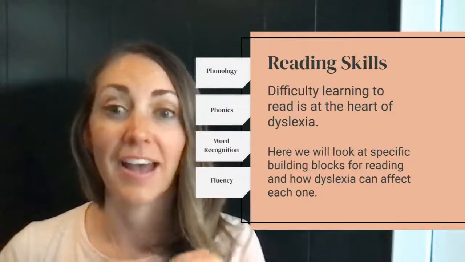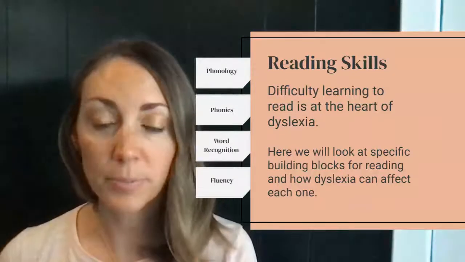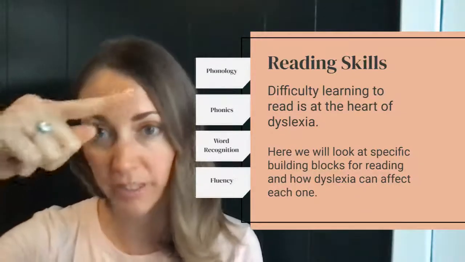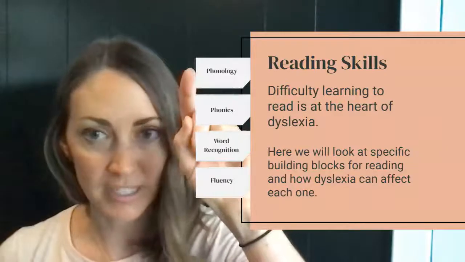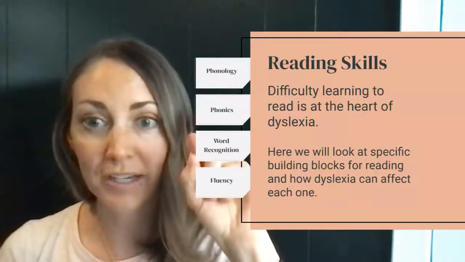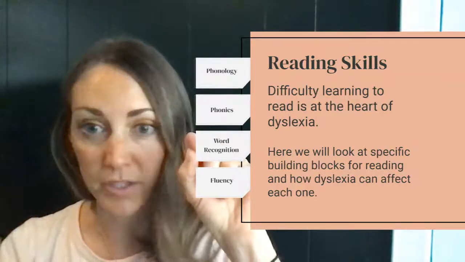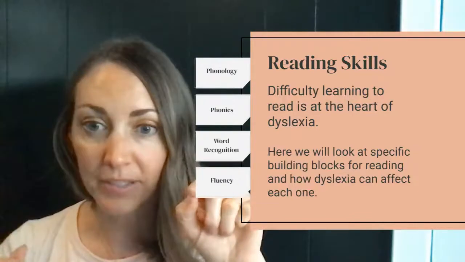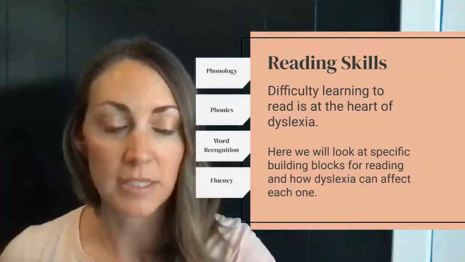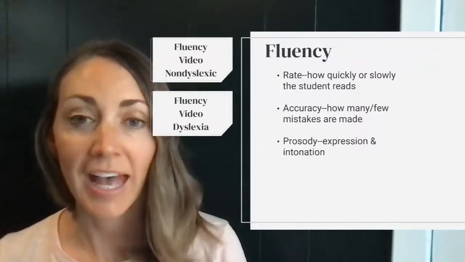All right, so after word recognition is fluency. So when you're a person that's dyslexic, if you're struggling with phonology, you have a hard time with the sounds, and then that makes it hard to connect sounds and letters, which then makes it really hard to know words just automatically. That ultimately can really affect your fluency, so your ability to read things very smoothly.